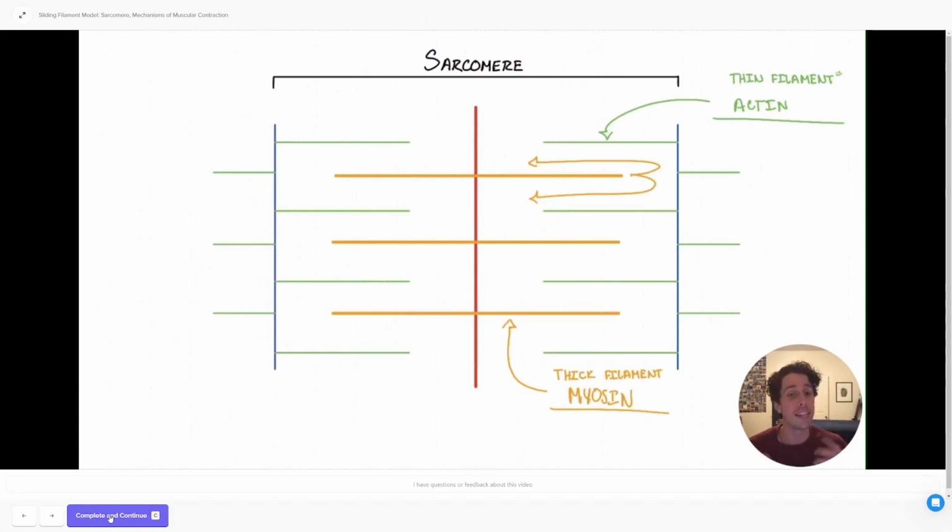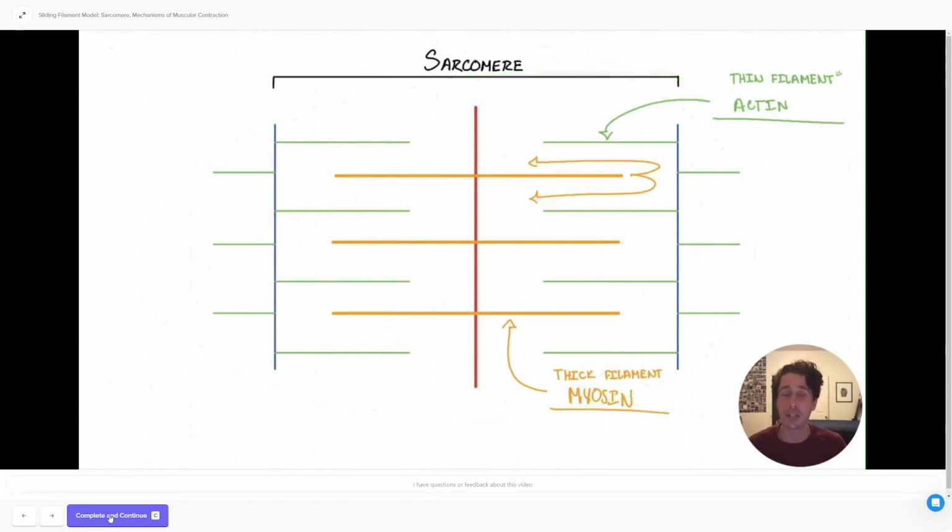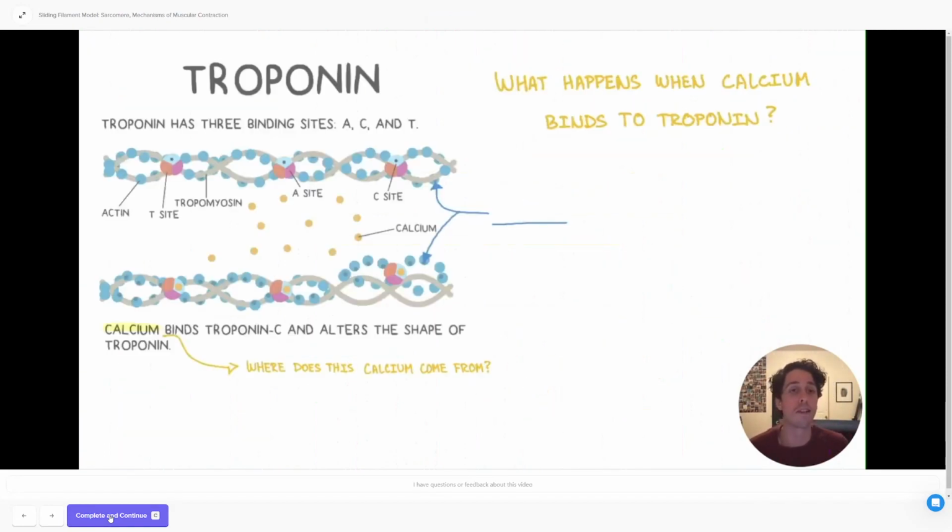And the myosin heads are going to pull the actin filaments towards the middle. And that's actually what leads to a muscle contraction. And so this is going to be really important to better understand how the actual muscle contraction works. And that's going to be with the thick filament and the thin filaments, and those are going to be known as myofilaments. All right, so let's go ahead and talk about troponin now.